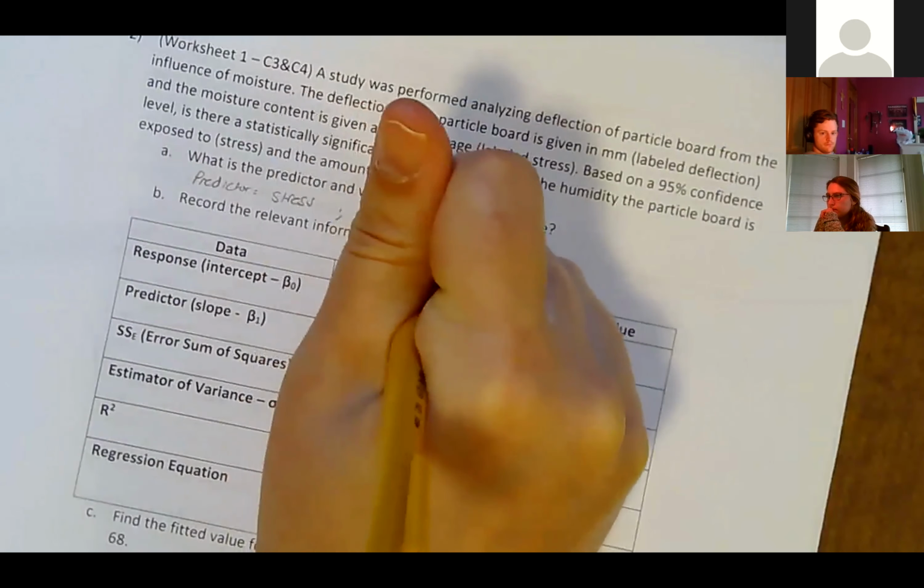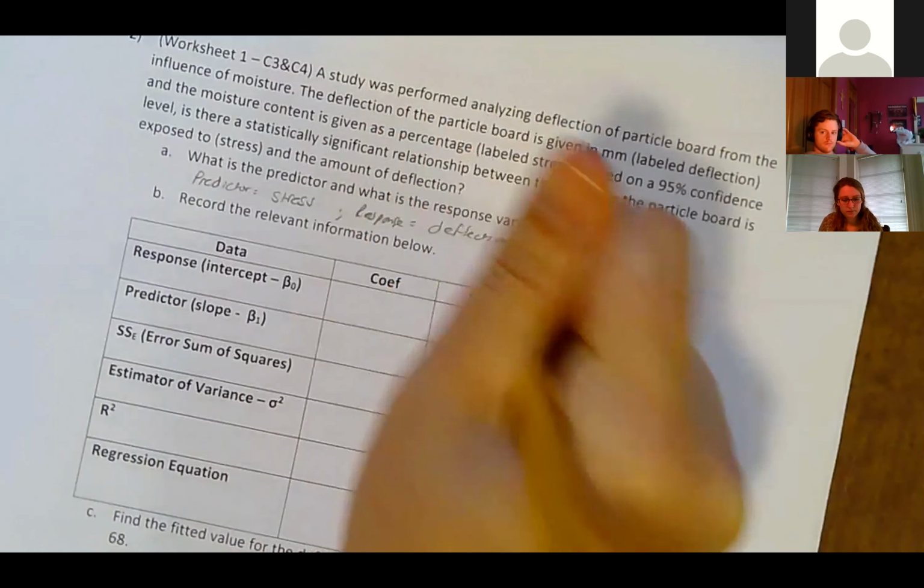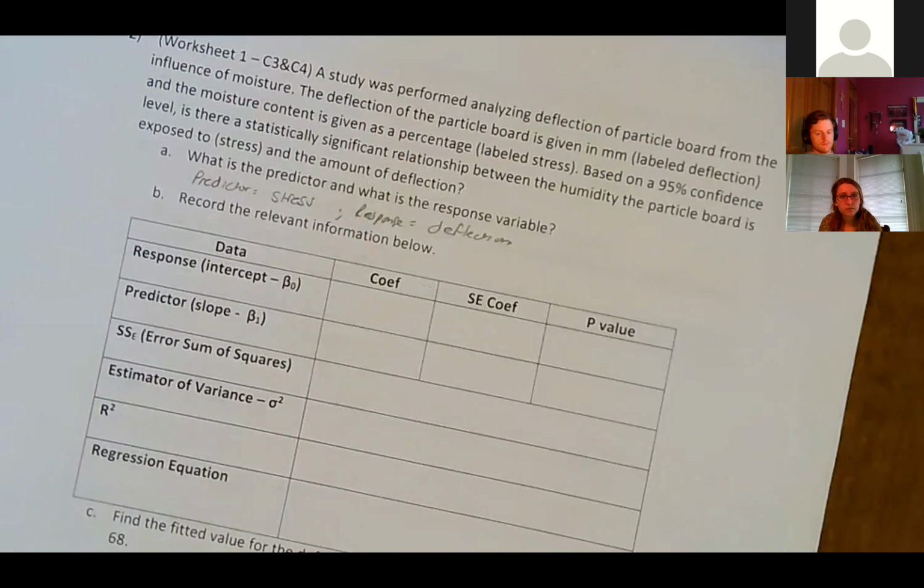My response is equal to deflection. And that's important for me to look at calculating here. So I'm going to switch back to Minitab so that we can actually calculate these.